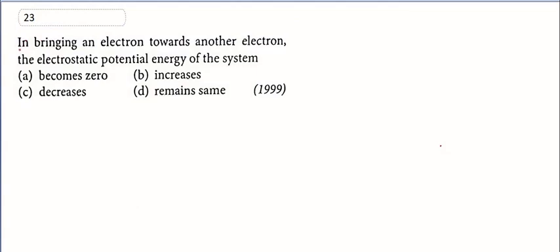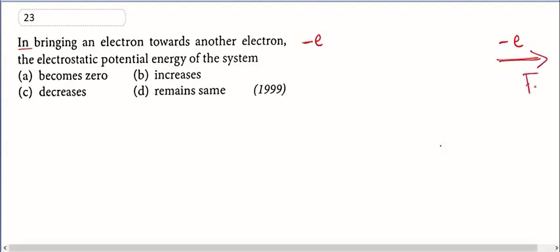So question 23, look, question 23. In bringing an electron towards another electron, the electrostatic potential energy of the system. So this is a minus charge here. To bring another charge, which is also minus. So minus minus means which type of force? That is an electrostatic repulsive force.